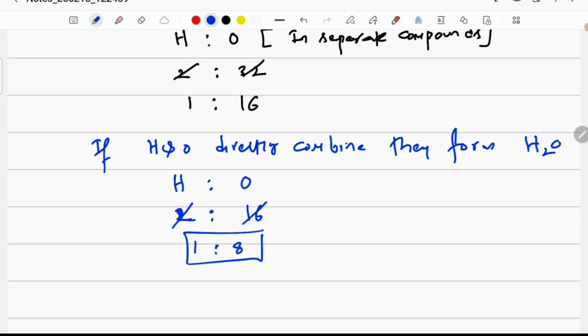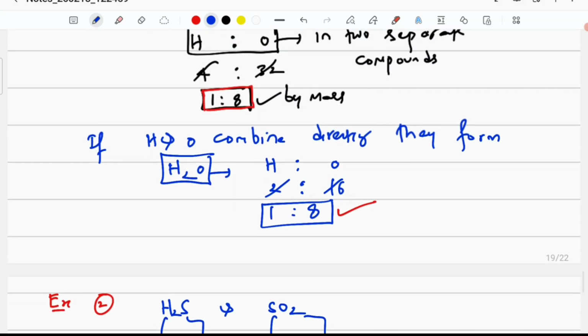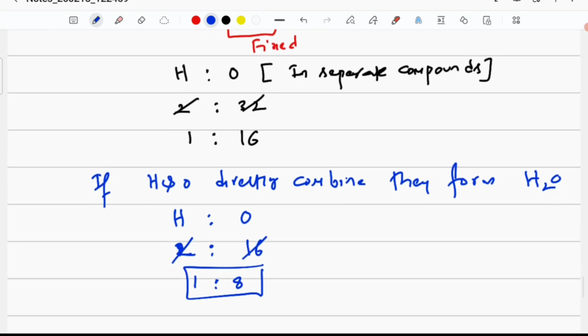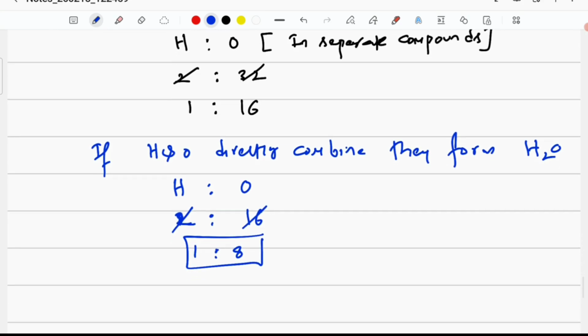Here 1 is to 8 we got, there 1 is to 16. So whatever we are getting here is a simple multiple of it. See the ratio: here exactly equal, 1 is to 8, 1 is to 8. Sometimes you will get even a simple multiple of the given ratio. If hydrogen and oxygen directly combine, they form H2O, and the respective ratio is a simple multiple of the ratio in which they combine separately with different compounds, or exactly the same ratio you will get. Okay.